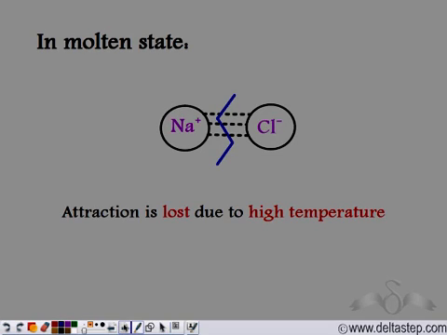So for conduction of electricity, we need ions. Solid NaCl cannot conduct electricity as the ions do not separate out. Aqueous NaCl, that is salt solution, and molten NaCl, that is in the molten state, the ions separate out and so they can conduct electricity.